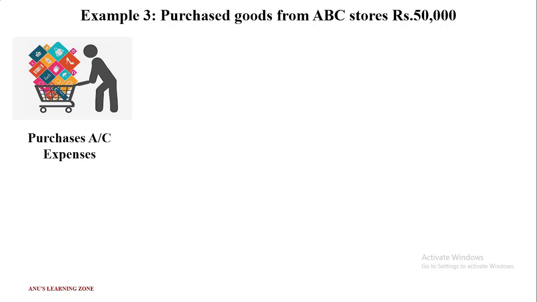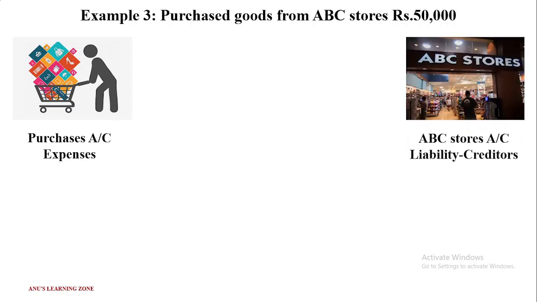If this purchase is made out of cash, the second account will be the cash account. As it is not a cash transaction, we have to record the name of the company or the person to whom we need to pay the money. So here it is ABC stores. So the second account will be ABC stores, which can be considered a liability to the business because we need to pay ABC stores at a future date.